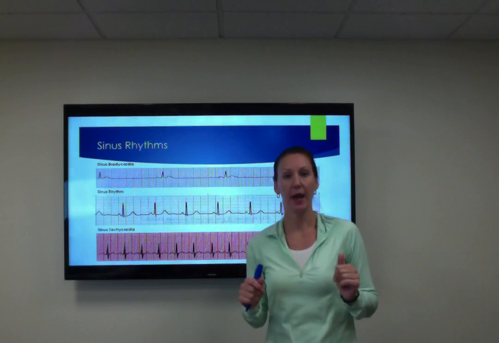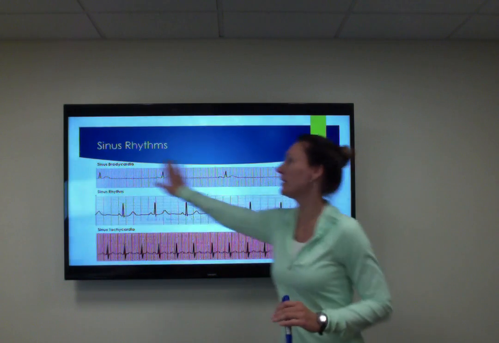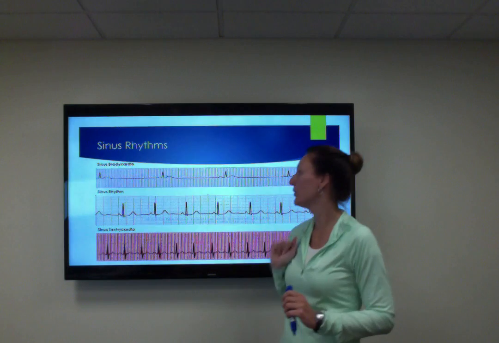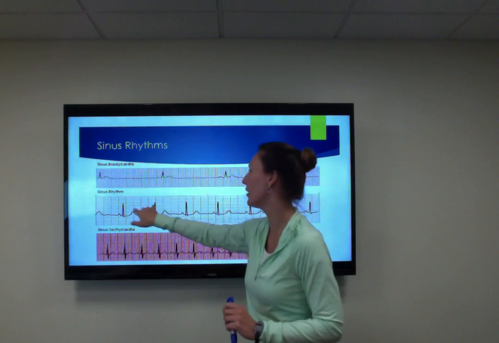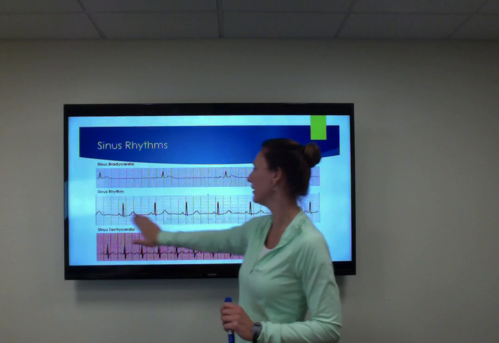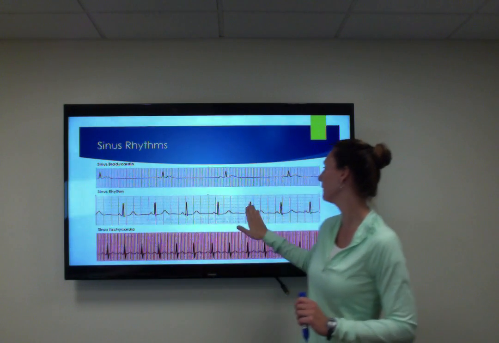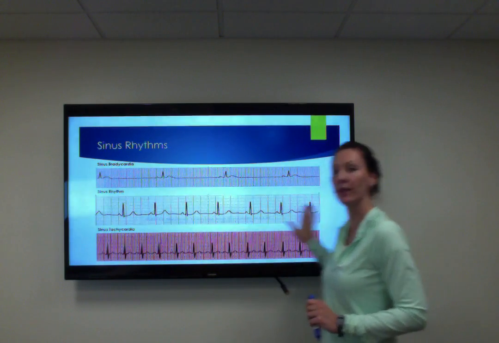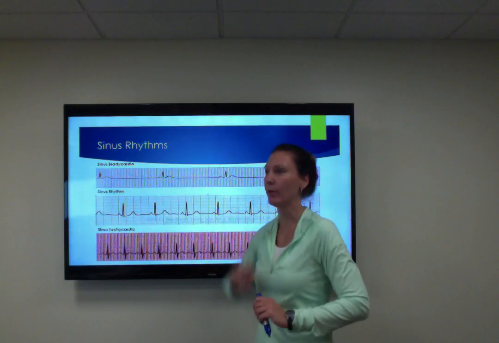The way that you would count the heart rate is this right here is a 6-second strip. So you're going to count your QRS complexes. For sinus rhythm here, you see 1, 2, 3, 4, 5, 6, 7. So this heart rate is 70 beats per minute.